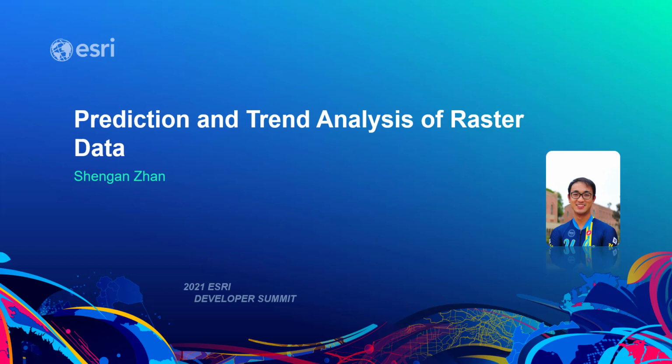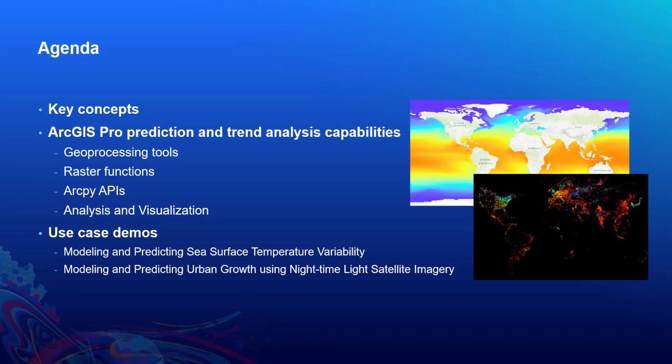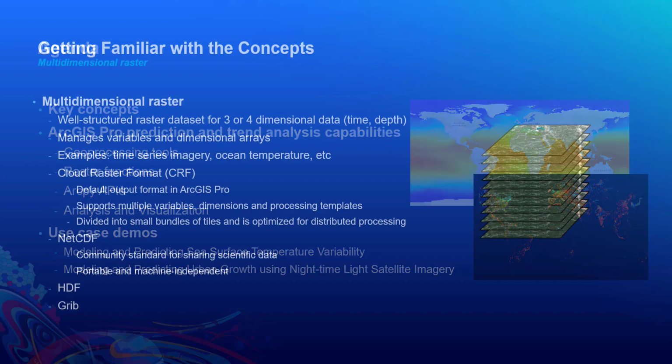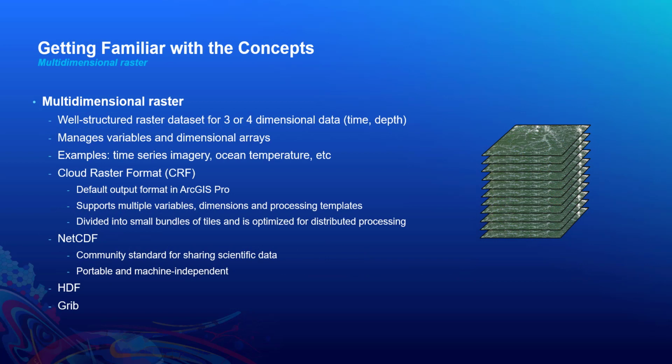In this demo, we will discuss the set of tools and APIs in the ArcGIS Pro Image Analyst extension that are focused on the prediction and trend analysis of multidimensional raster data. I will briefly introduce some concepts relevant to this demo theater. Then I'll talk about the prediction and trend analysis capabilities in ArcGIS Pro. Finally, I'll go through two demos to show you how this works using the ArcGIS Pro interface as well as using ArcPy.